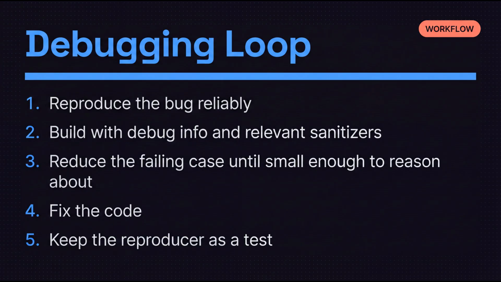Fourth, fix the code. With a minimal reproducer and full diagnostic tools, the fix is usually straightforward. Fifth, keep the reproducer as a test. That minimal case becomes a regression test that prevents the bug from returning.